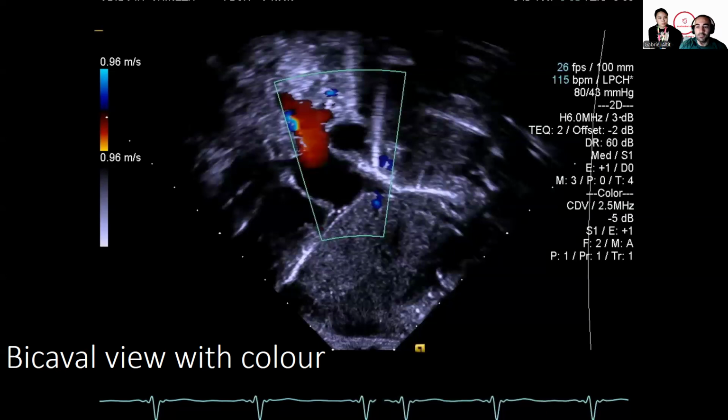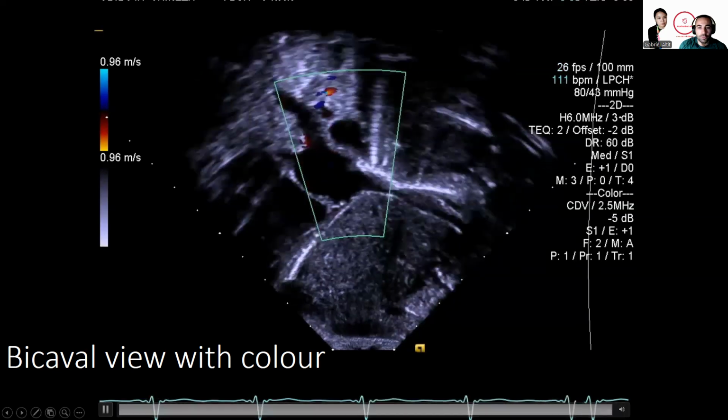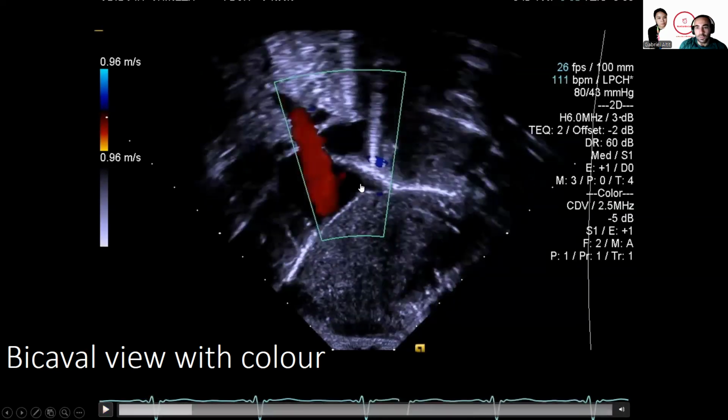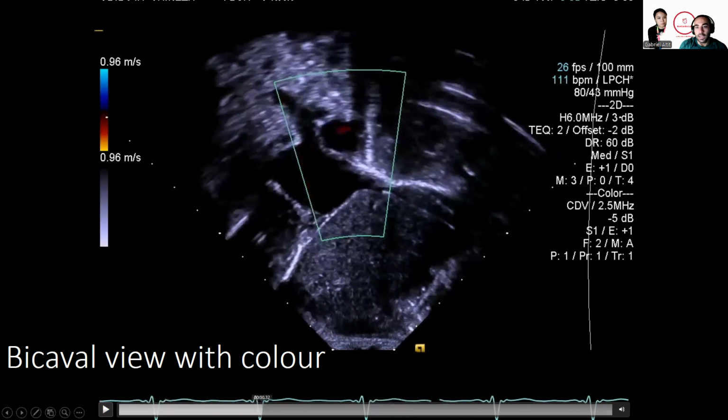So we have the marker of the probe towards the feet, in the orientation towards the head and the feet. And this time we have what we call the bicaval view. Why bicaval view? Because we see the SVC and we see the IVC here running through the liver going into the right atrium. And what we see in the background is the left atrium. So this is a good view to see, for example, line placement and to see where it is positioned.